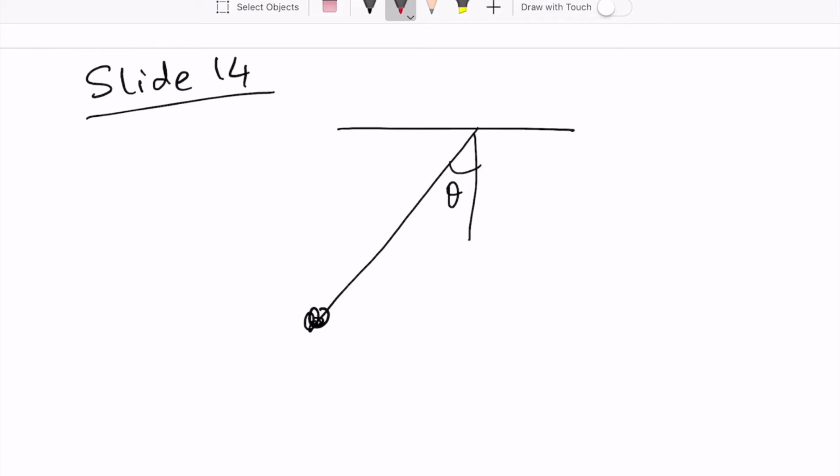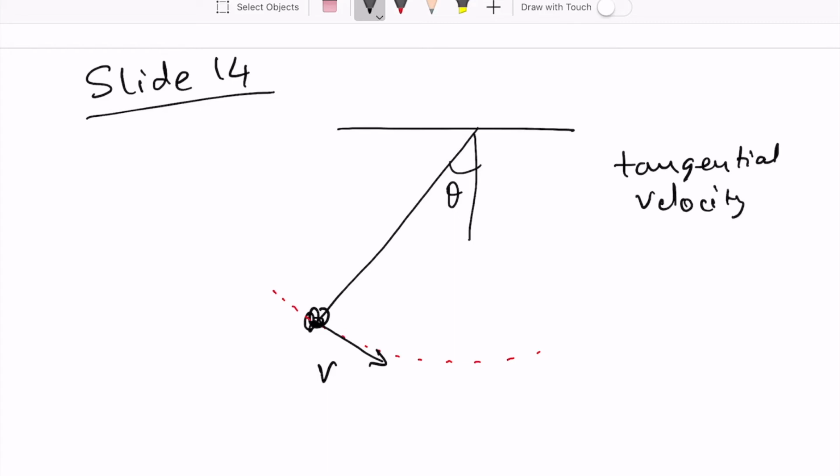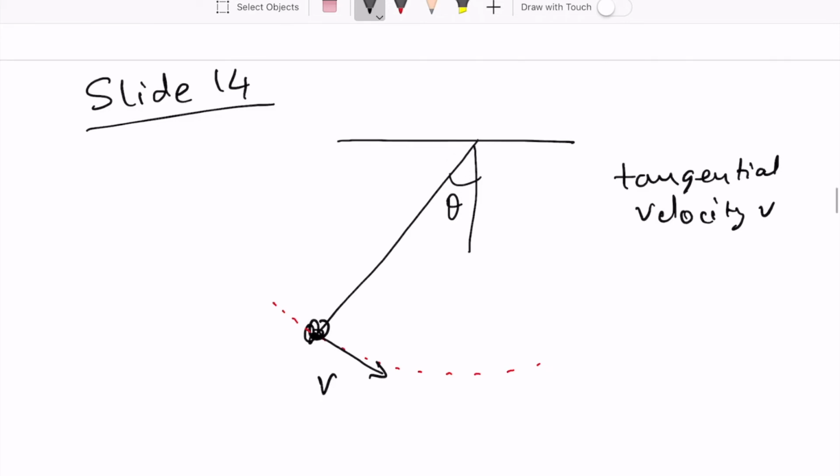So if we were in class, I would have asked you, which speed, what velocity is this 2.06 meters per second? Is that the tangential velocity, the angular velocity? What is that? Obviously, it's the tangential velocity. So the tangential velocity V is 2.06 meters per second, right?